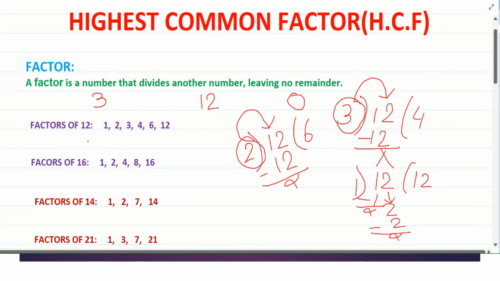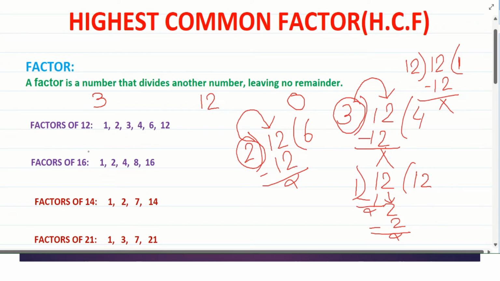When 4 divides 12 the remainder is 0. When 6 divides 12 the remainder is 0. When 12 divides 12, the remainder is how much? Let's see. When 12 divides 12, we know 12 ones are 12. Isn't that? How much is the remainder? Nothing. Means 0 remainder. So 12 is also a factor of 12. So in this way, we have found the factors of 12.